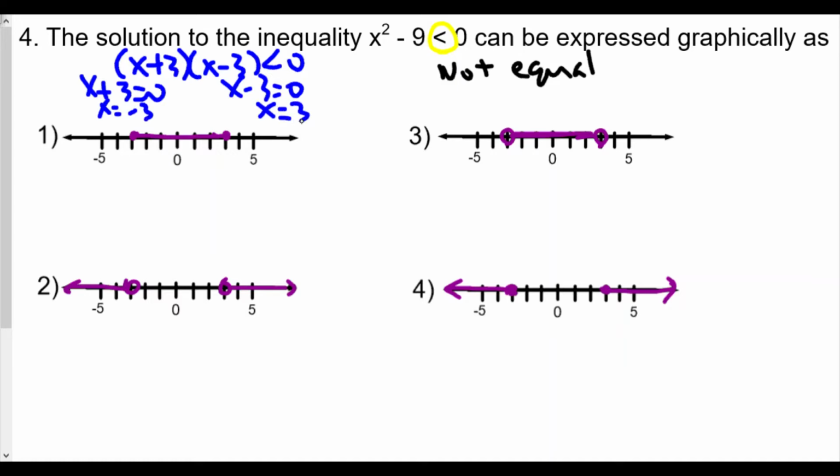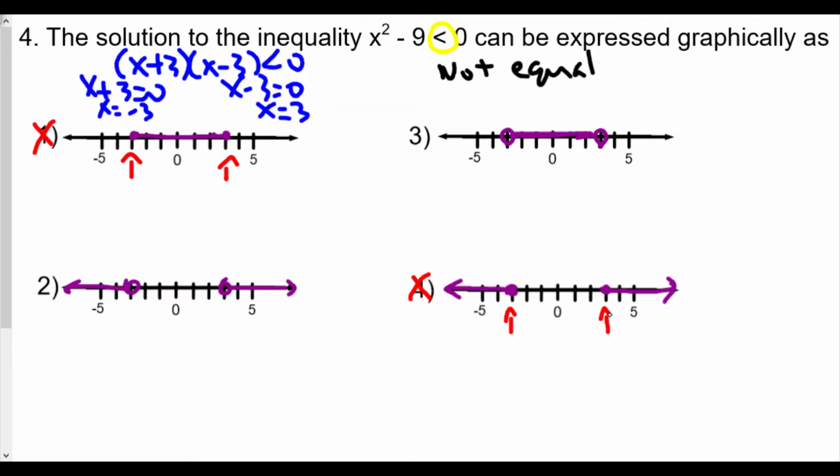But we don't have equal to, so any time this is equal to, or a closed dot, we cannot have that. So for choice 1, we have a closed dot here at negative 3 and positive 3. That means they include those values, but in our inequality it's not. So it cannot be this one, nor can it be this one, because again, they include negative 3 and positive 3. We're looking for values that do not include negative 3 and positive 3.